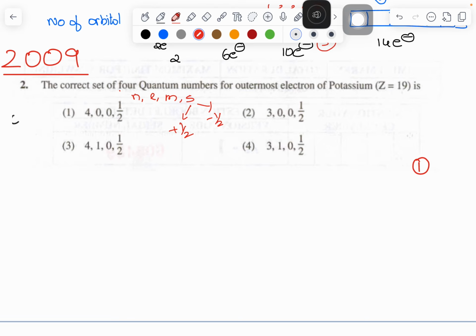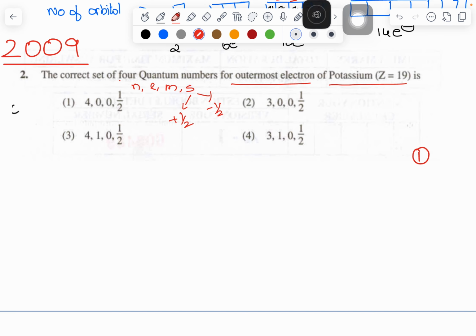They have asked for the outermost electronic configuration of potassium. So what is the quantum number? What is the address of the outermost electron of potassium?